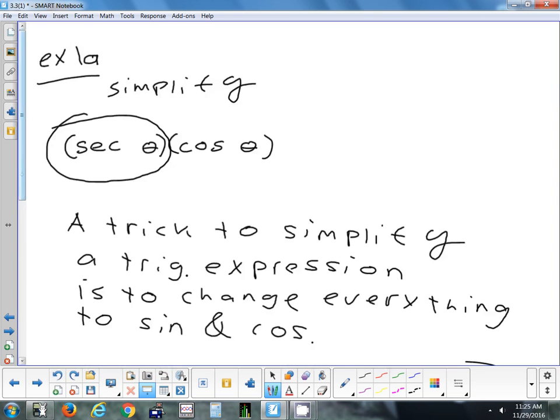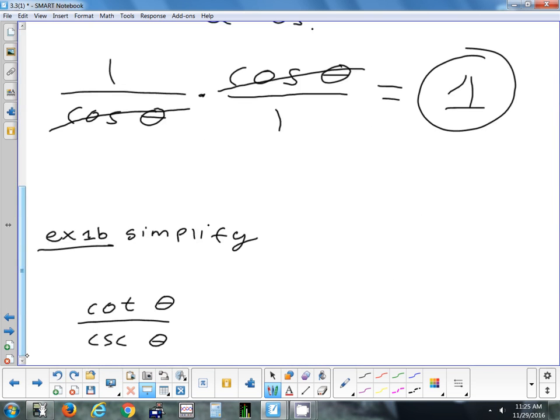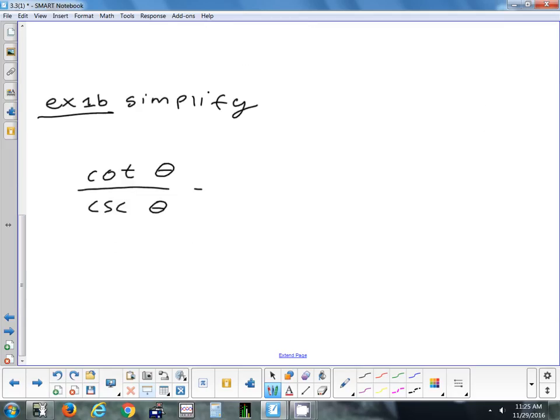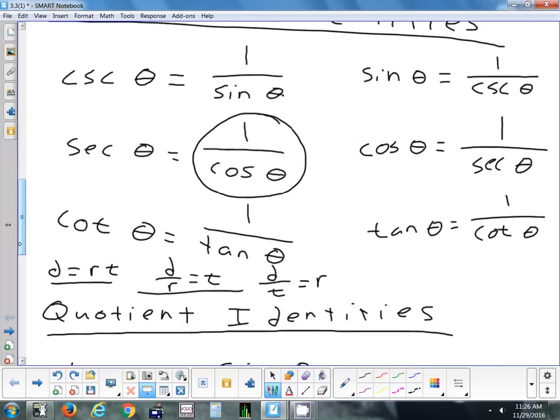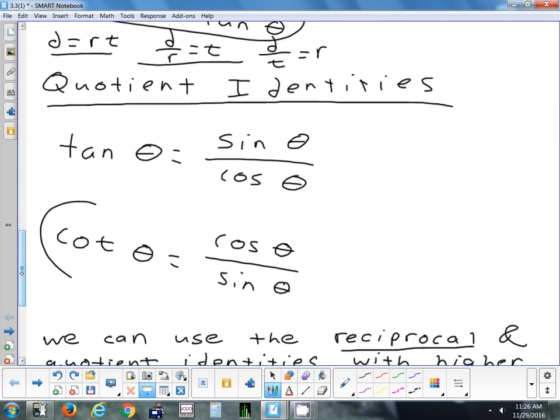All right, let's try this one. Cotangent divided by cosecant. Do I have anything there that's a sine or a cosine right now? No. So I'm going to change everything. Now, you've got 2 ways you can write cotangent, if you go back and look at it. This is the first way. You can write cotangent as 1 over tangent. This is the second way. You can write it as cosine over sine.